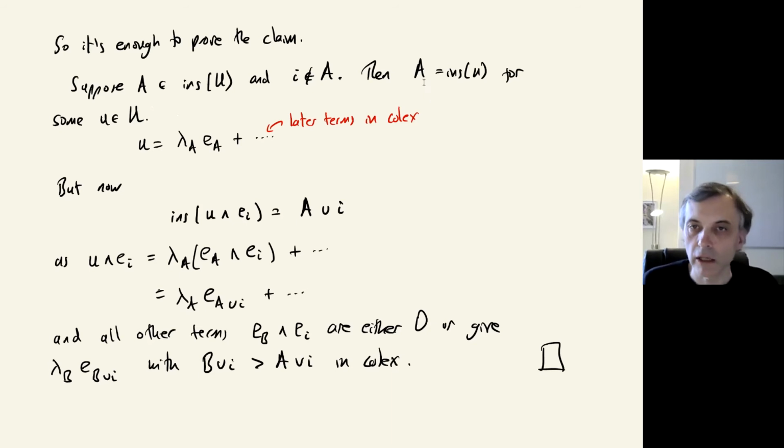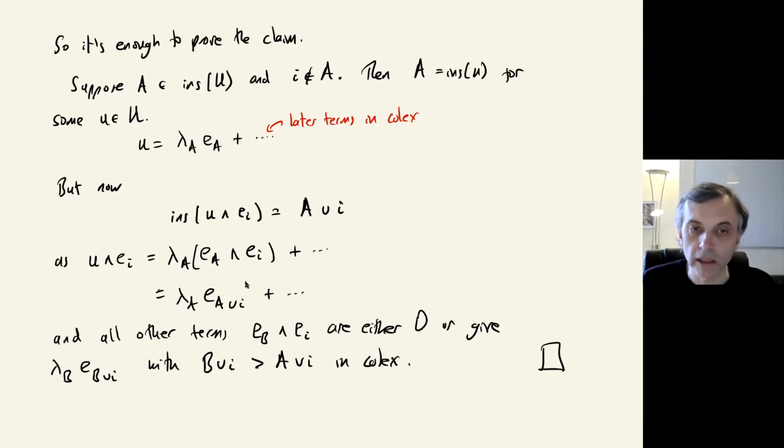Okay, so A had to come from somewhere. It was the initial set of some vector U. So there's some vector U, which is lambda A e_A plus some later terms in colex. So later terms in our order. Remember, our basis is in colex order. So what happens when we take the initial set of U wedge e_I? I claim the initial set of U wedge e_I is just A union I.